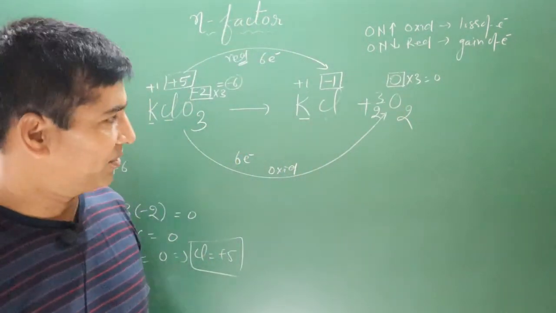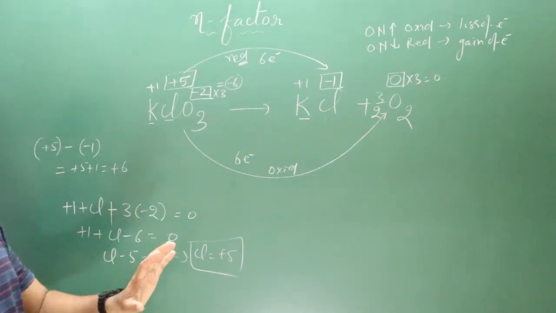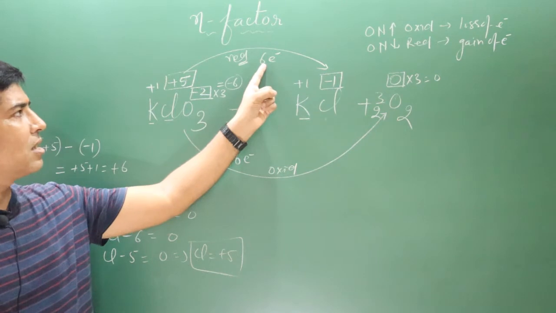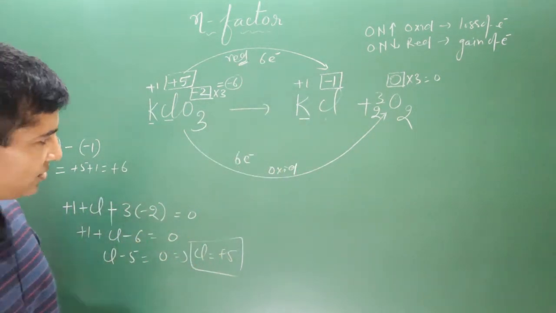Anyway, it is not possible. So in this case, first of all, you have to balance the charge. You can see in this case we have 6 electrons gained. In this case, 6 electrons are lost.